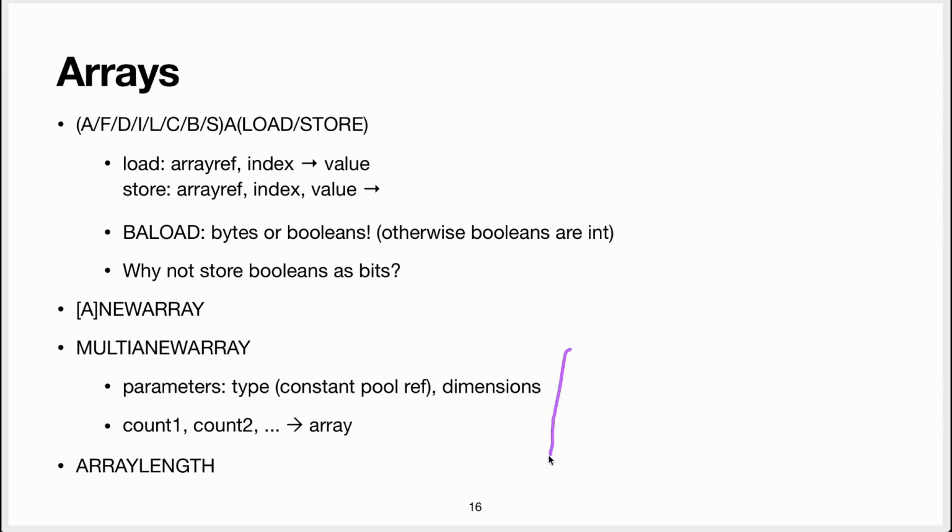So multianewarray is to create multi-dimensional arrays of objects. Remember, the A is for objects. The way it works is that it takes a type, a constant pool reference, as parameter, and that's the type of the component. So that's always an object type, a class, and the number of dimensions of the array. Then on the stack, you need to put as many sizes, counts, as there are dimensions. So if you're going to create a two-dimensional array, you need to put 2 counts. If you create a three-dimensional array, 3 counts, etc. It removes all of that from the stack and it will push the created array.